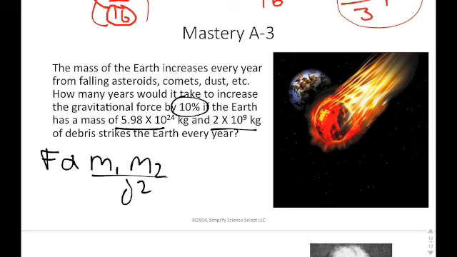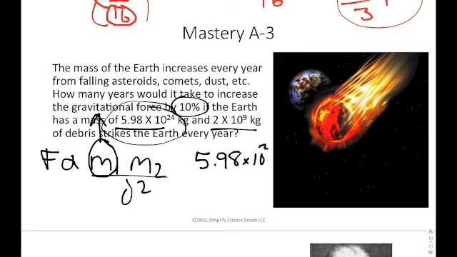I really need to increase the mass by 10%. So here's the mass of the Earth, and I need to increase that by 10%, which means that I would need 5.98 times 10 to the 23rd amount of debris. That would represent a 10% increase in the mass.